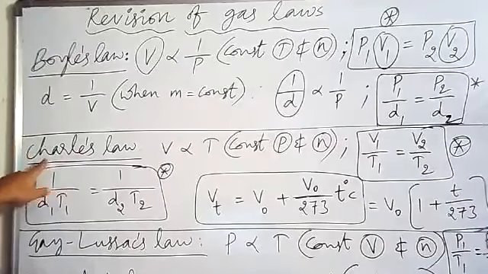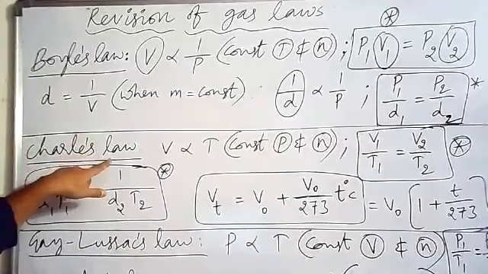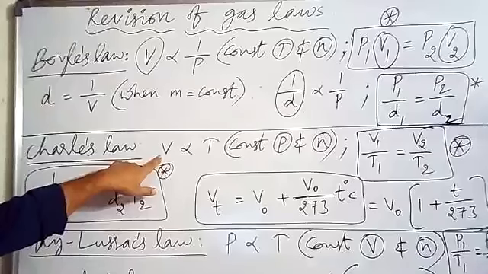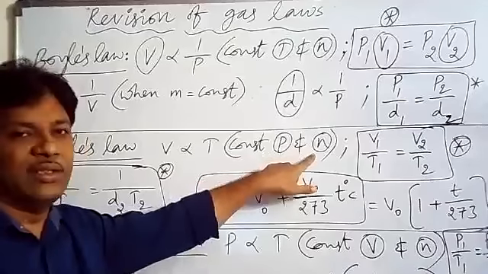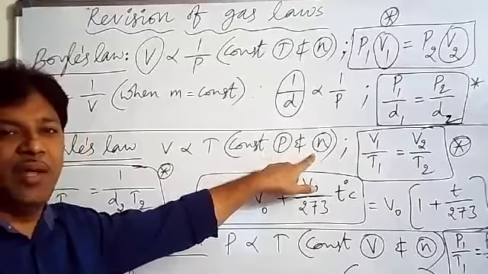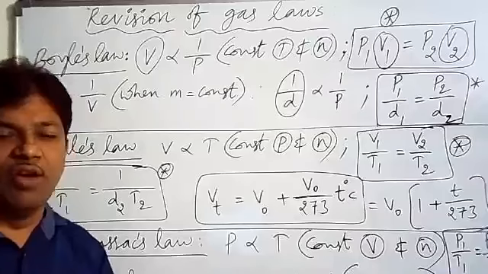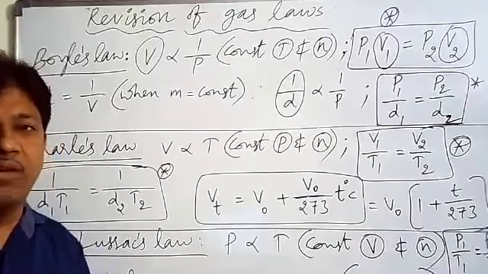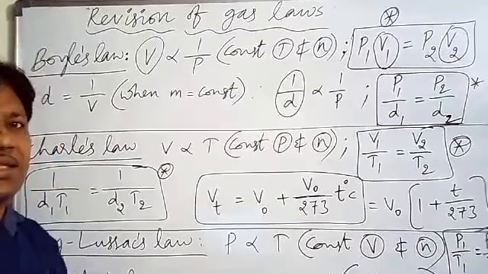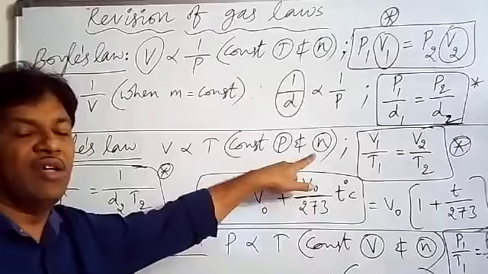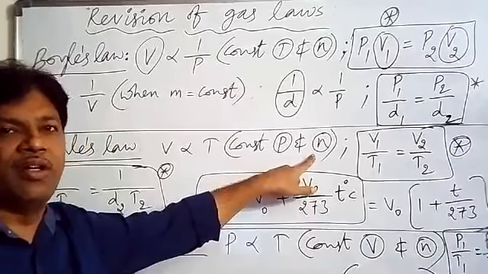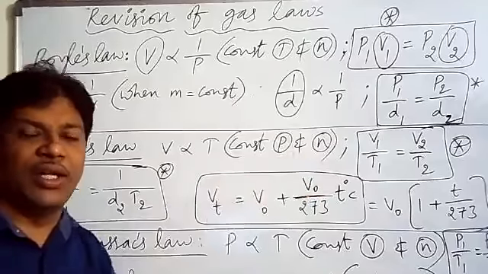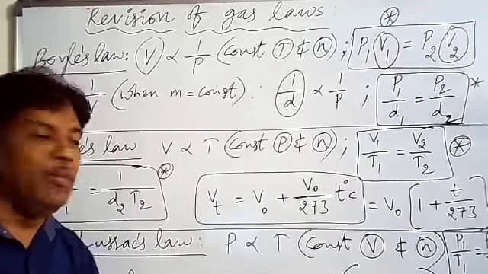Next, Charles' law. According to Charles' law, volume is directly proportional to temperature at constant pressure and number of moles. For the given mass of gas, mass is kept constant, so the number of moles will be constant, because number of moles is mass by molecular mass.